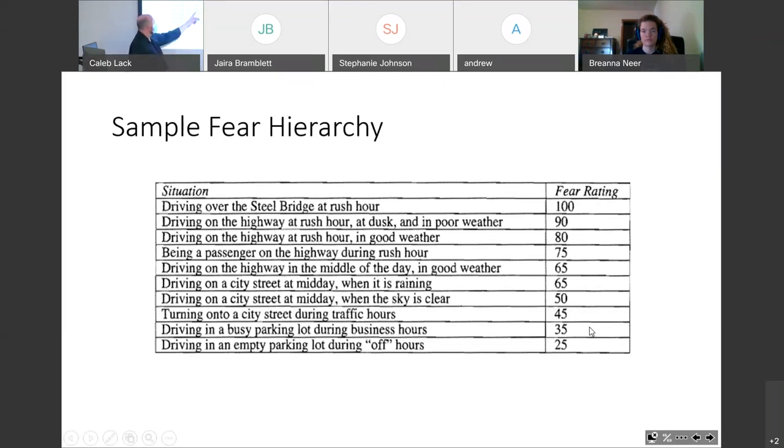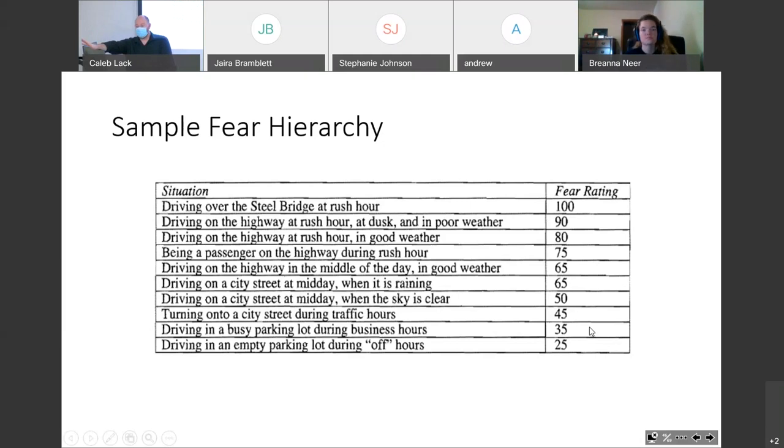So if I know, for example, with something like this as a hierarchy, we would start down here at the 25, 35. Below that, I'm not too interested, because who cares? You're not very anxious, you'll probably be fine. Okay, so we're not just going to go driving, we're going to go driving in a parking lot during business hours. We're going to see what happens. We're not just going to go into a public restroom, we're going to go into a public restroom and touch the wall.